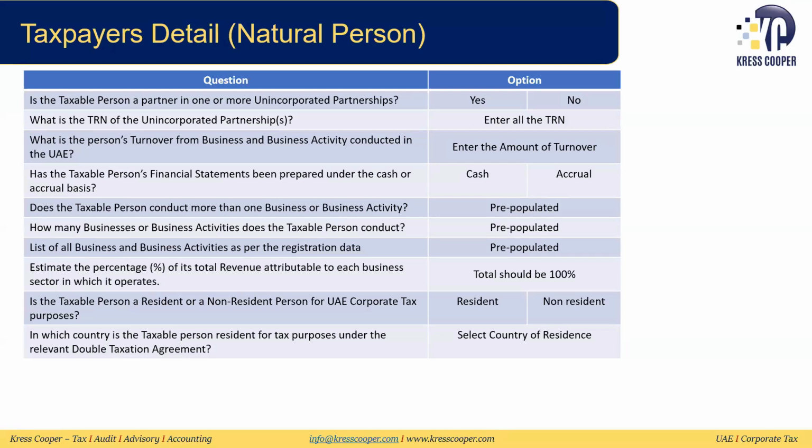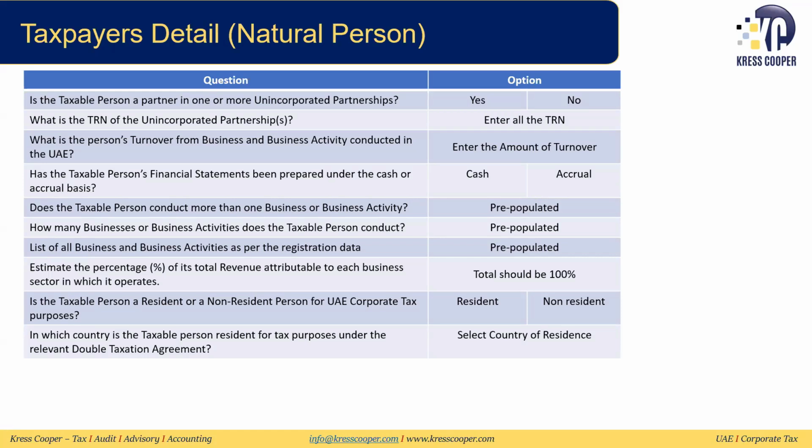Then it is asking you to estimate the percentage of the total revenue attributable to each business sector in which it operates. So you've already selected the business activities. Now you need to put a percentage of how much of your revenue is coming from which activity, and the total of this should be 100%. Only when you put the percentages and they total 100%, it will let you move on.